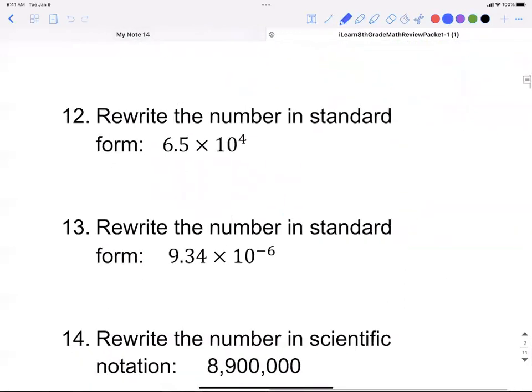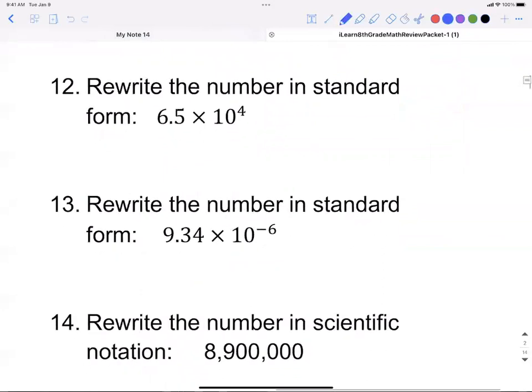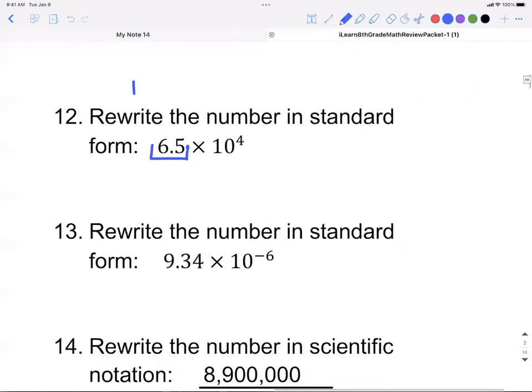Now we're going to change gears and look at scientific notation. The main thing to remember about scientific notation is you need a good base. A good base, just as a reminder, has to be between 1 and 9.99999. So somewhere in there. So 6.5 is a good base, so that's good.